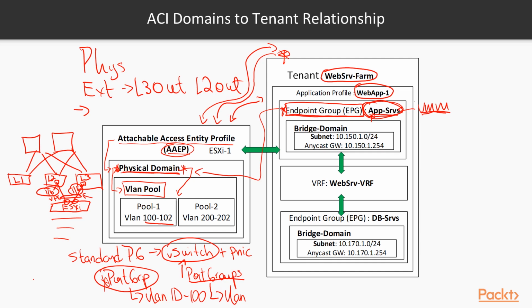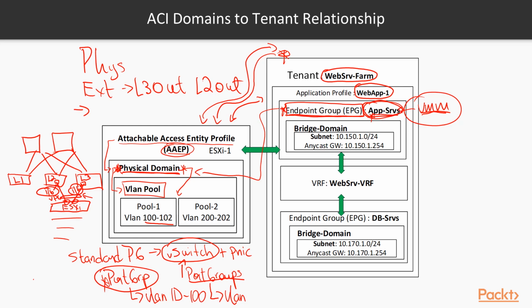So let's say I don't have capabilities of enabling a VMM domain, yet I still have an ESXi host. I can still use a physical domain. It will work just fine, right? It requires a little bit more configuration on the engineer side, but it does serve the purpose, and we can still use ACI even though they don't have the capabilities of doing a VMM integration, right?